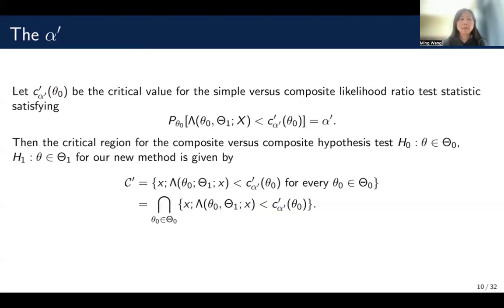Let c prime alpha prime, depending on theta 0, be the critical value for the simple versus composite likelihood ratio test statistic satisfying this equation. Then the critical region for the composite versus composite hypothesis test, H null: theta in big Theta 0, H1: theta in big Theta 1, for our new method is given by the following equation. So the big C prime is the intersection of all the x satisfying lambda less than c prime alpha prime.